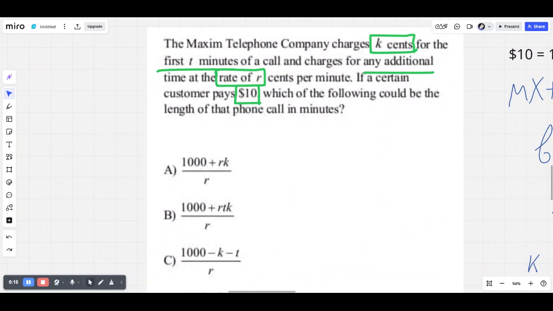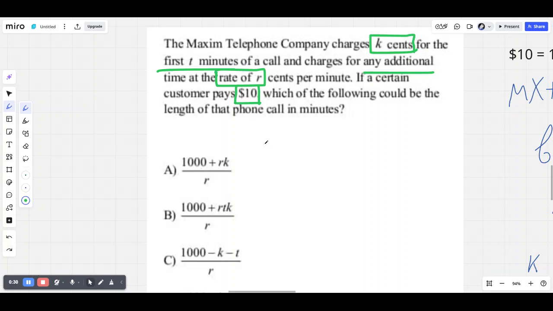If a certain customer pays $10, pay attention to this $10. Which of the following could be the length of the phone call in minutes? So this $10 technically means 1,000 cents, and we should keep this in mind.